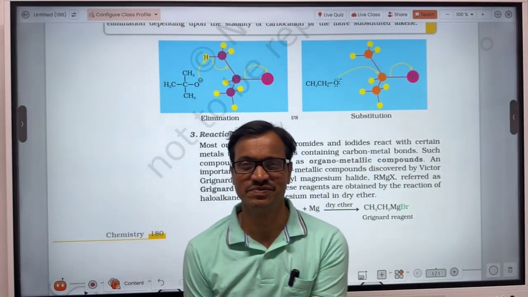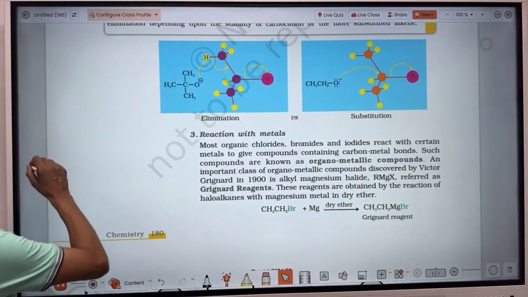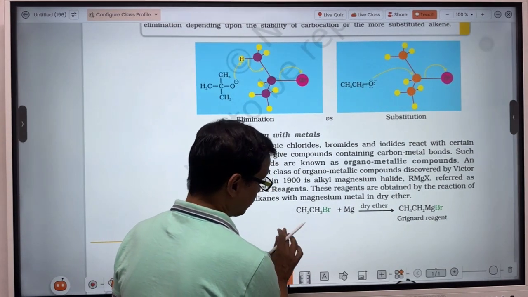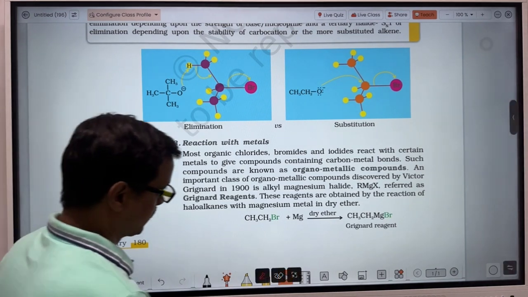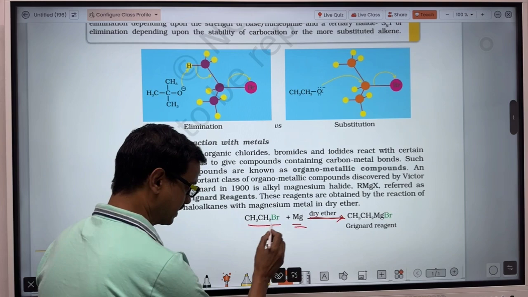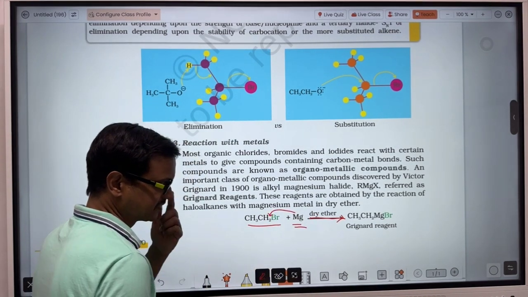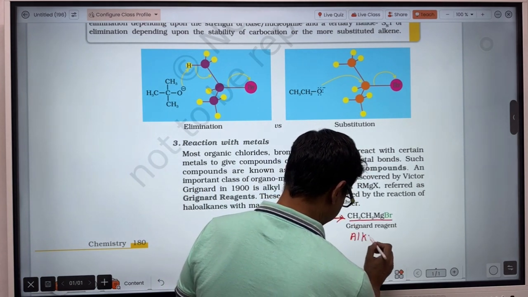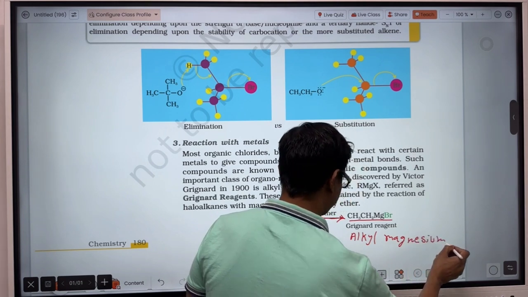Reaction with metals, that means with metals, what are the products? First one is the Grignard reagent. What happened? Haloalkane reacts with magnesium. In dry ether, the magnesium will react with haloalkane, so magnesium will come between this carbon and this halogen here. That is the Grignard reagent, that is alkyl magnesium halide.